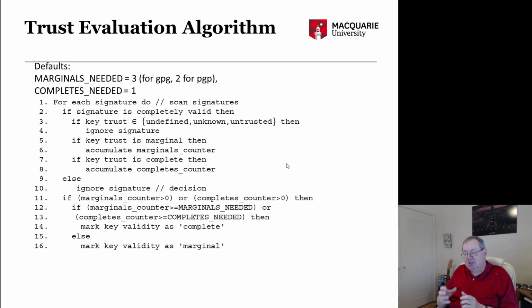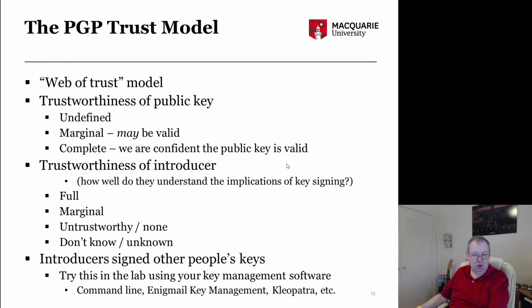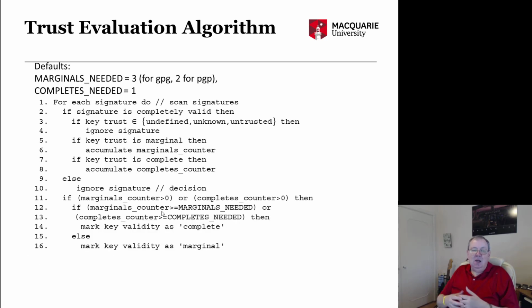And it basically says, if a public key is signed by someone you trust completely, then you can trust that public key. If it is signed by people you have marginal trust for, in other words, they don't fully understand the implications or they're not technically competent, then you might require, in the case of the commercial PGP, 2 marginal signatures. GPG, the GNU Privacy Guard, is actually a bit stricter. By default, it requires that at least 3 marginal people have signed a public key before you'll trust that key itself. And this is basically an algorithm that says all of that.